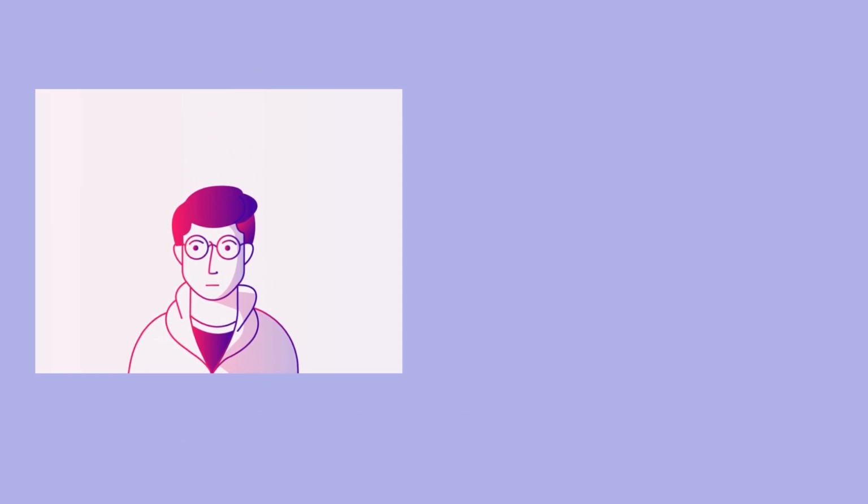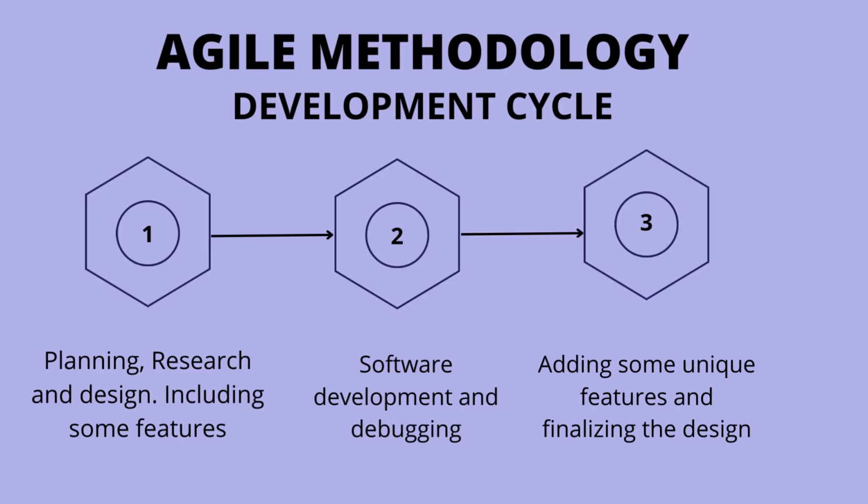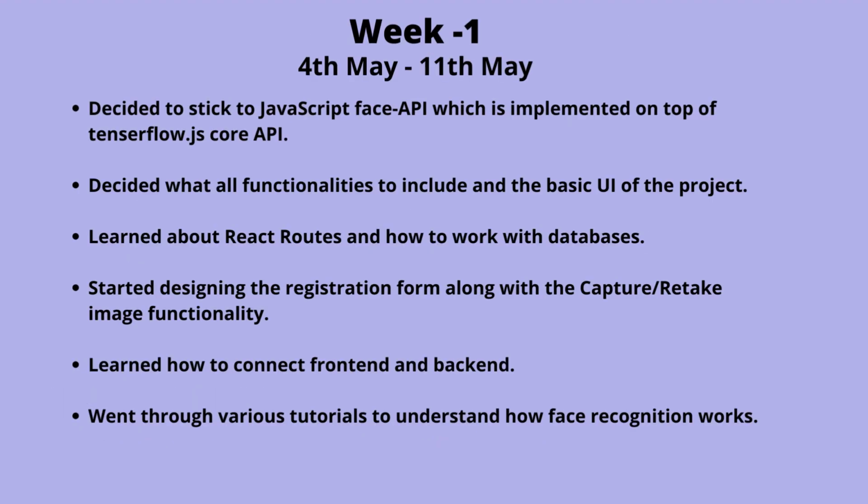I decided to divide my project into 3 sprints according to the agile methodology which I came across through the Microsoft Engage website. During the first week, I researched about the various face APIs available and decided to stick to JavaScript face API, decided the functionalities and the basic UI, learned about React routes and how to work with database and how to connect my front end with backend.